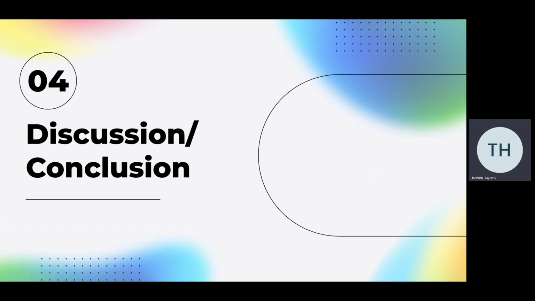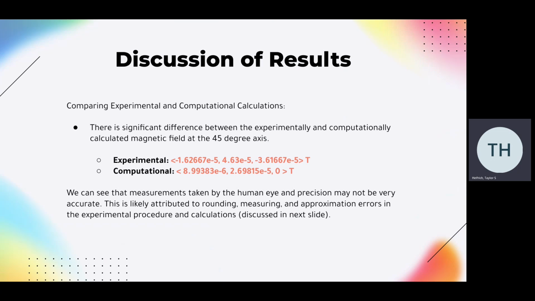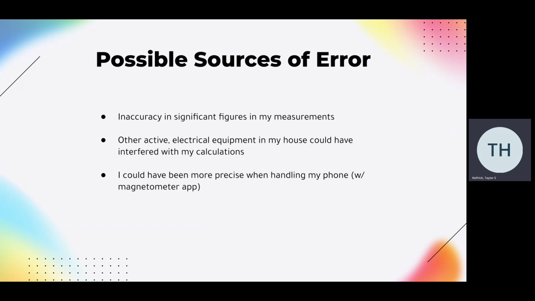Moving into the discussion and conclusion, we see that the experimental and computational calculations are quite different, and this might be attributed to human eye and precision not being very accurate, or some rounding, measuring, and approximation errors on my end. Some other possible sources of error are inaccuracy in significant figures, other active electrical equipment that could have interfered with calculations, and that I could have been more precise when handling my phone in the app.